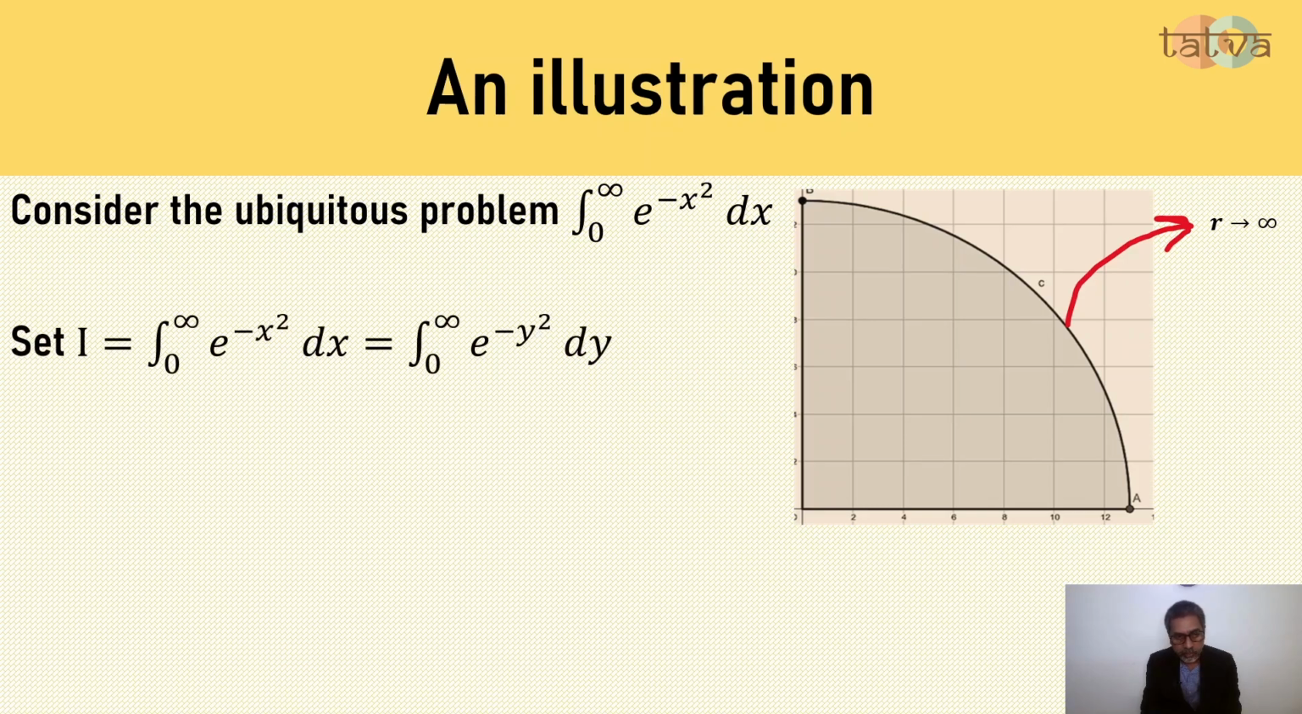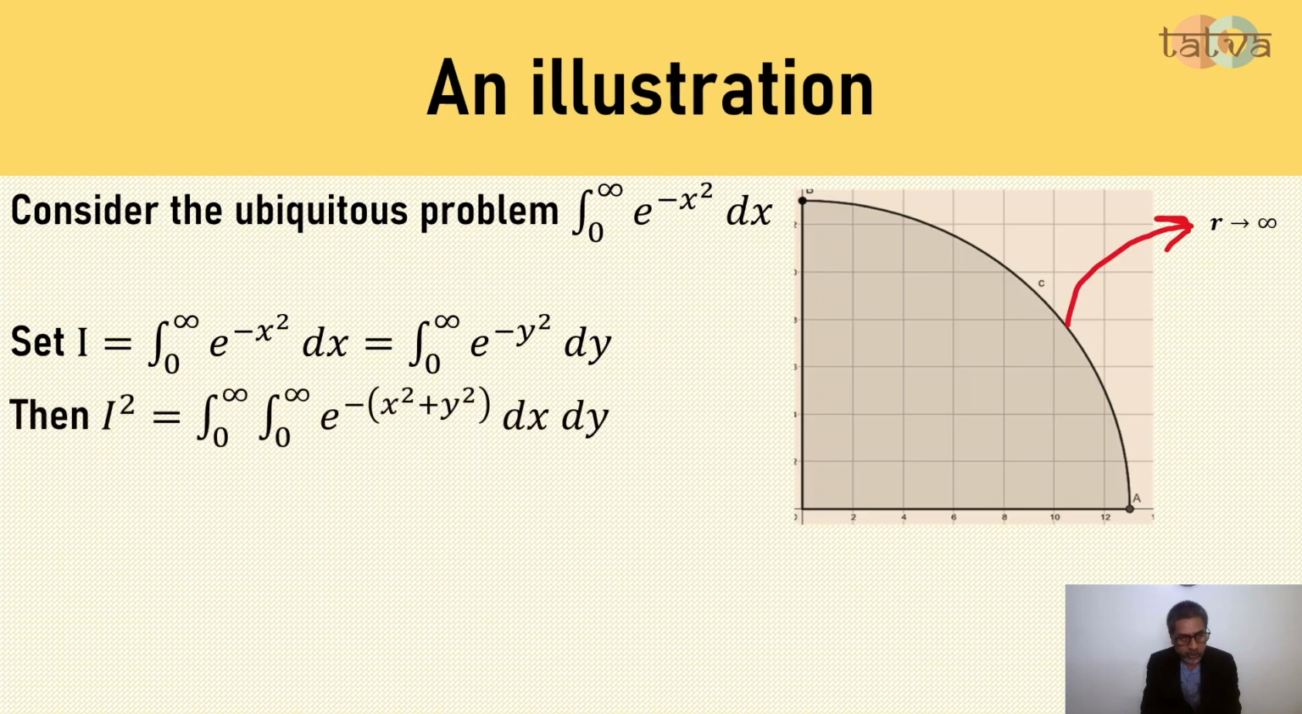I'll explain the diagram shortly. Now what I'll do is I will call I as my original integral 0 to infinity e power minus x square dx and create a duplicate of that using the variable y. Then I multiply these two and I get I square is equal to a double integral 0 to infinity e power minus of x square plus y square dx dy.